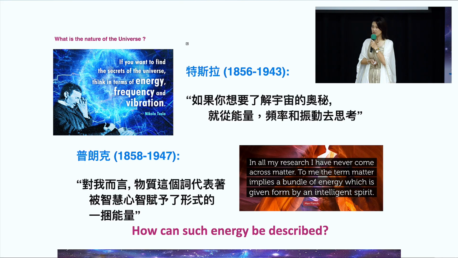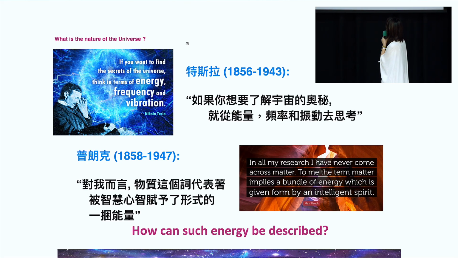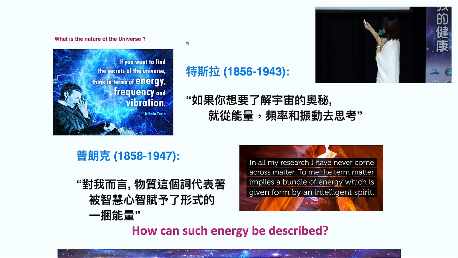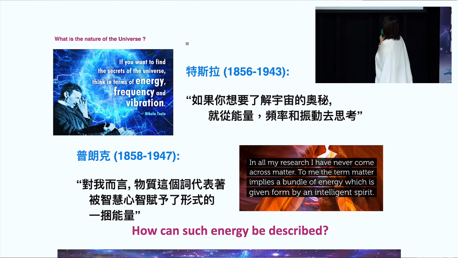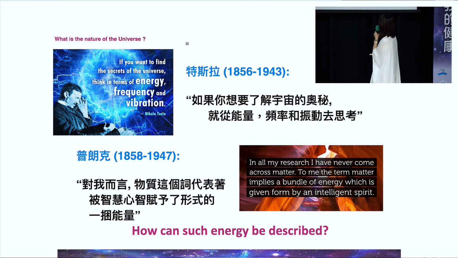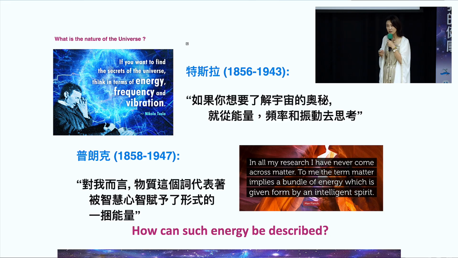Another outstanding physicist, Nikola Tesla, mentioned that if you want to find out the secret of the universe, think in terms of energy, frequency, and vibration. And Planck also said in different wording: in my own research, I have never come across matter. To me, the term matter implies a bundle of energy which is given form by an intelligent spirit. So how can we describe this kind of energy, vibration, or frequency?